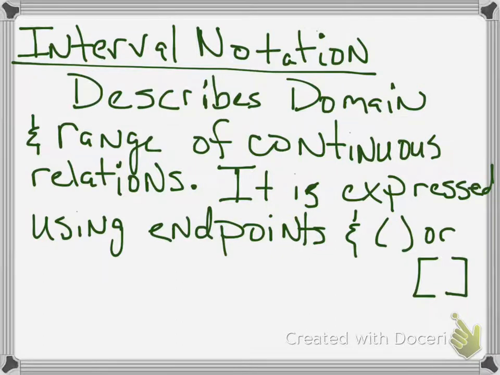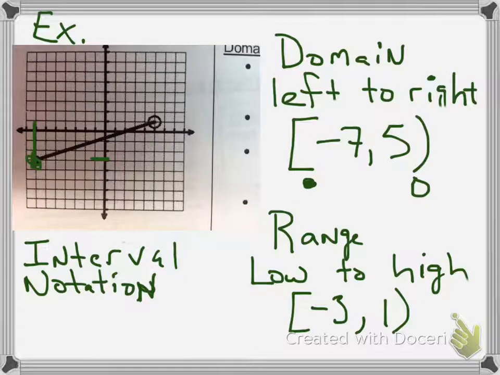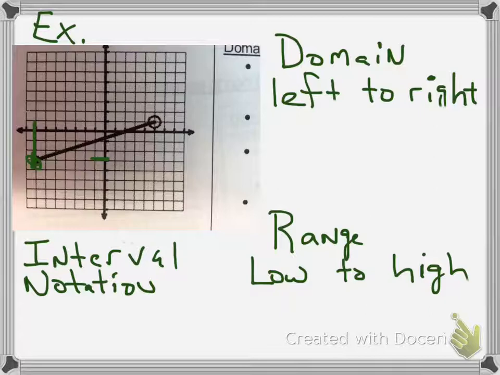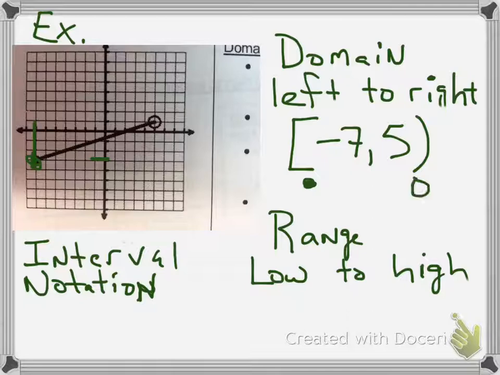To go back to the previous example, we're again at -7 and +5. So I would put those two endpoints, -7, +5. If it's a closed dot, you put a bracket. On the left side for the -7, it's a closed dot, so I'm going to put a bracket. But on the right side, it's an open dot, so that means I'm going to put parentheses. So open dots are parentheses, closed dots give me brackets. Same with the range. I'm going to start with the low and put -3 and 1.